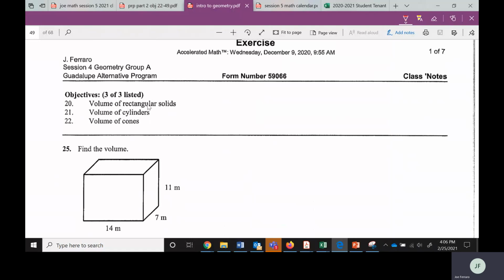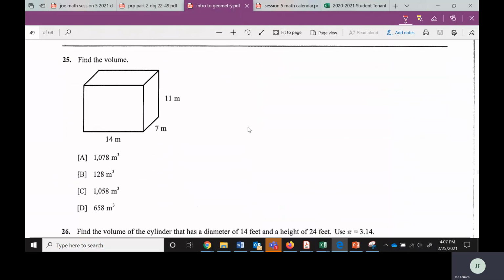So first, we're going to look at volume of rectangular solids. So basically like a box. Then we'll look at volumes of cylinders. That's like a pop can. And then a volume of a cone. So first one we're going to do, number 25 here.